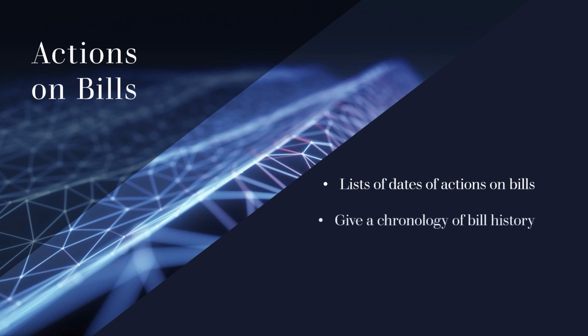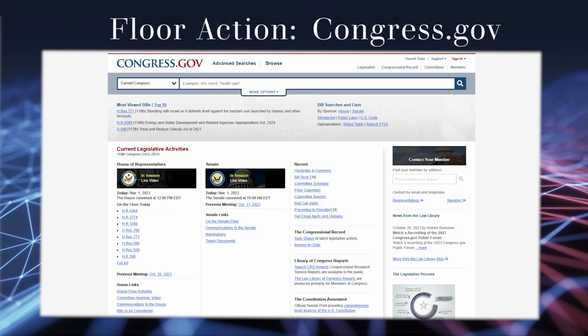A list of dates of various actions on bills can be useful for a couple of purposes. They provide a chronology of the bill's history, and they can give you dates to look up in the congressional record to find vote counts and floor statements. The most user-friendly and content-rich source of legislative action information is Congress.gov. This site contains a wealth of information about progress on bills.